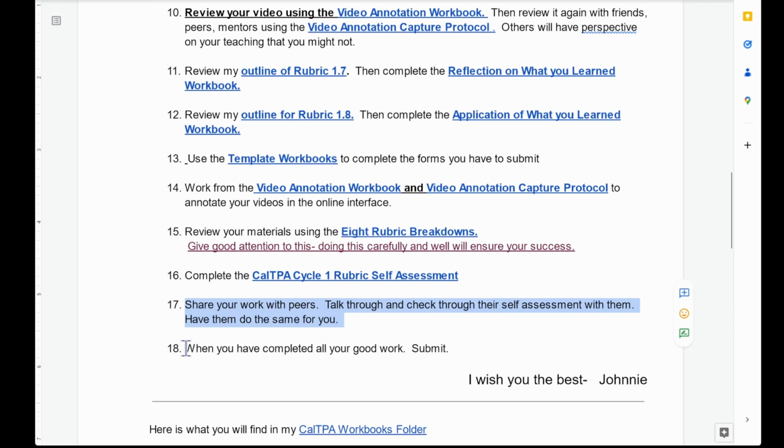And when you have completed all the templates and done them well because of all the good work you've done on the workbooks, then submit your CalTPA Cycle 1.